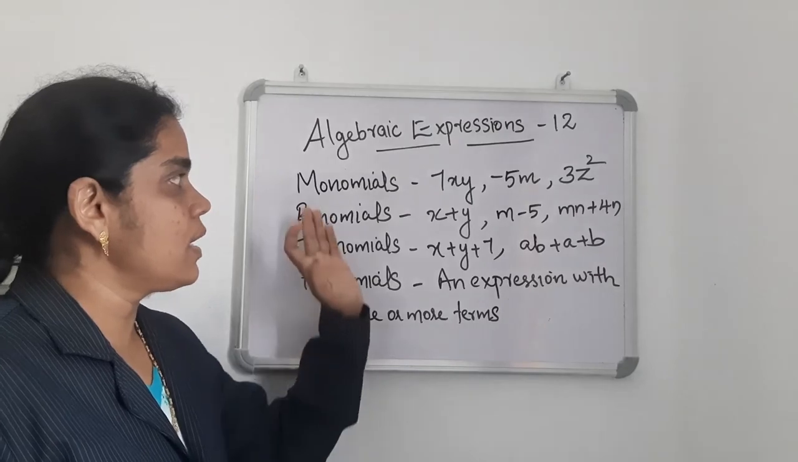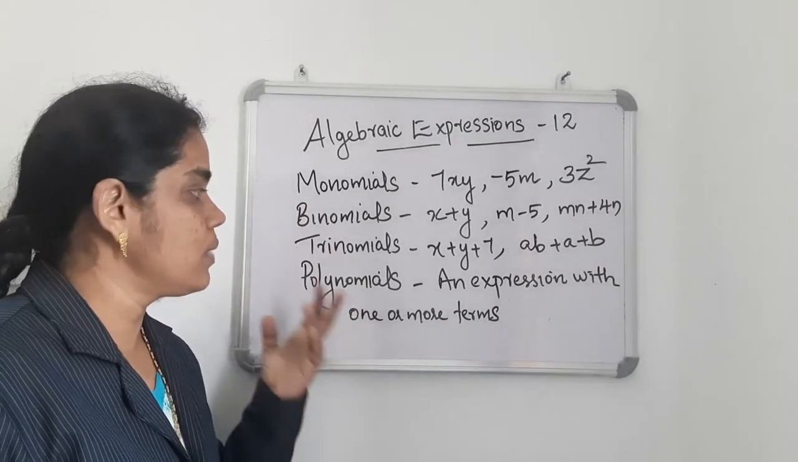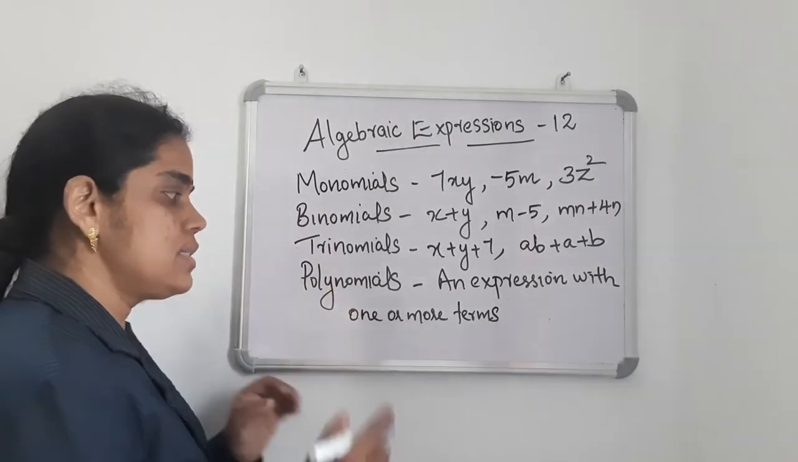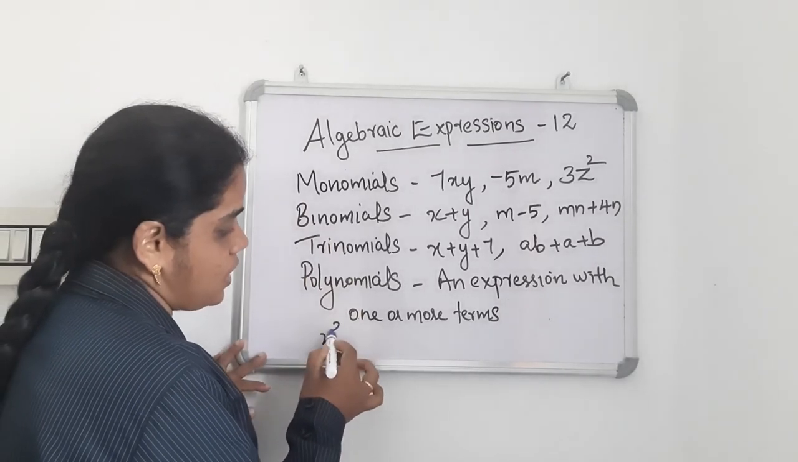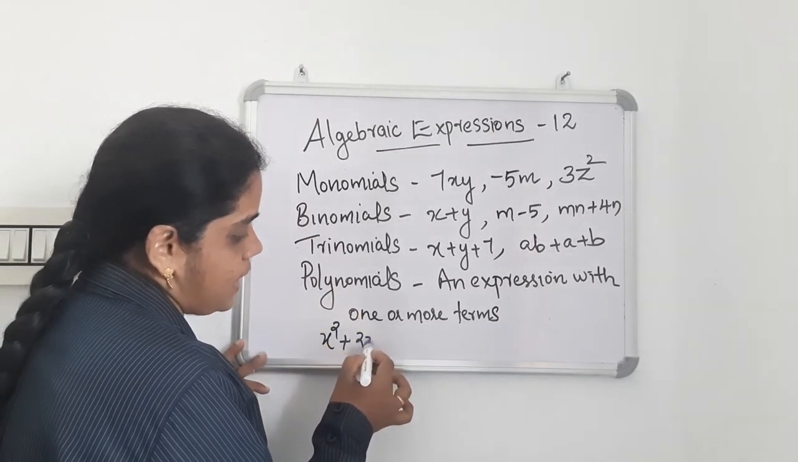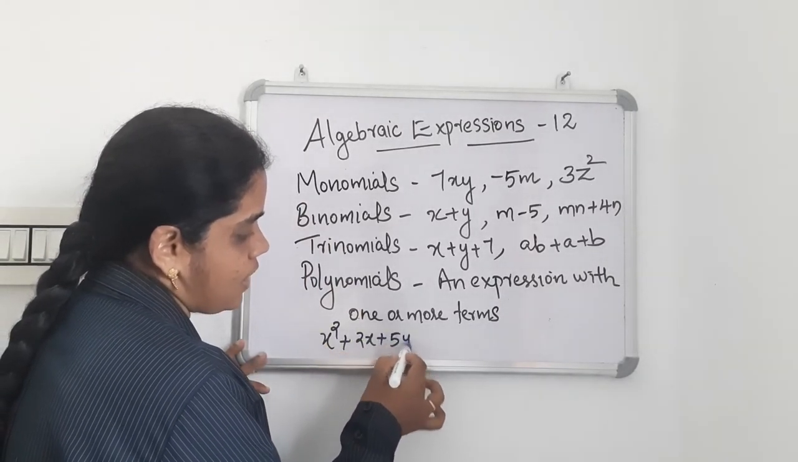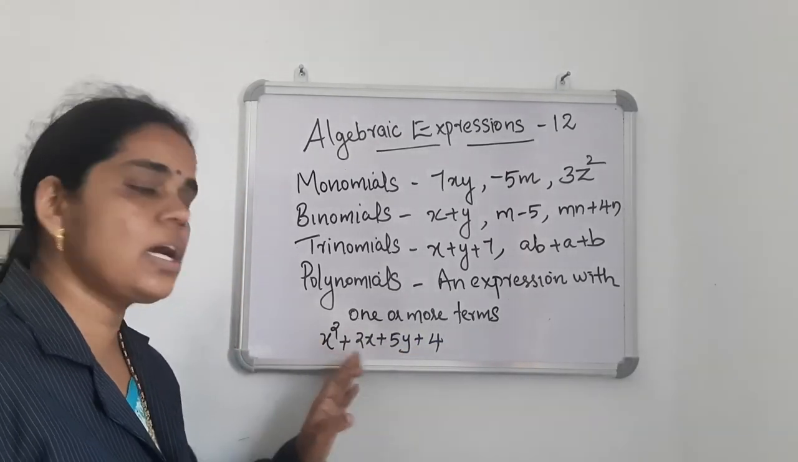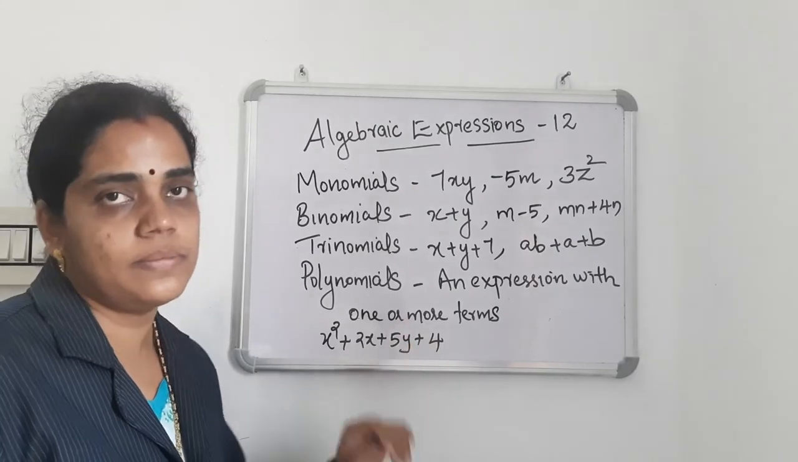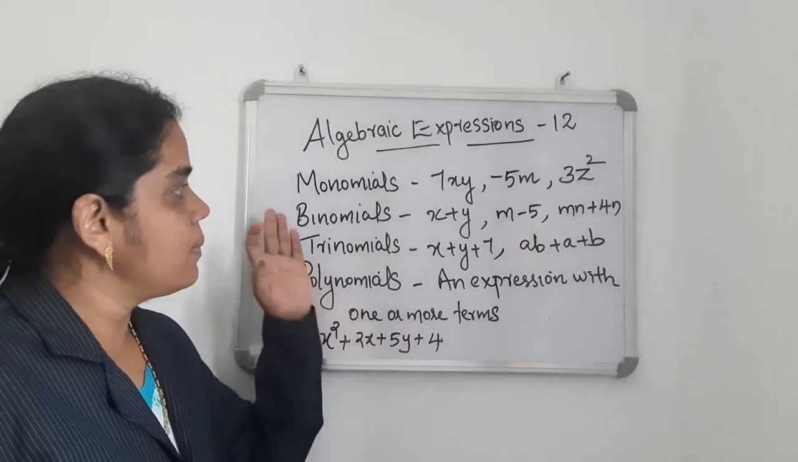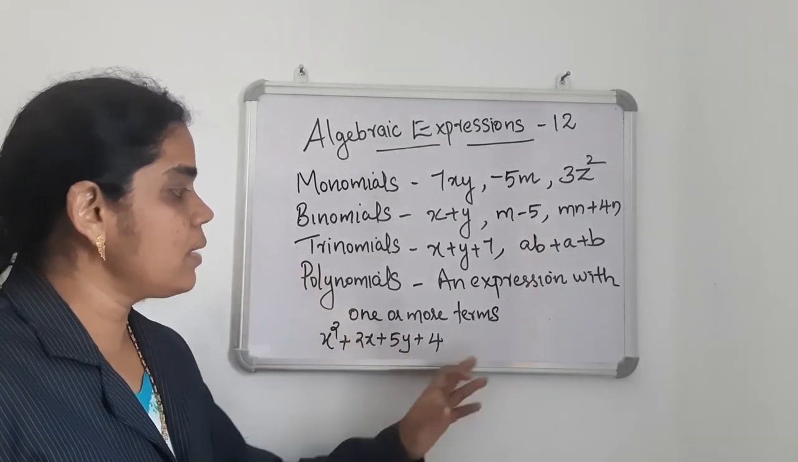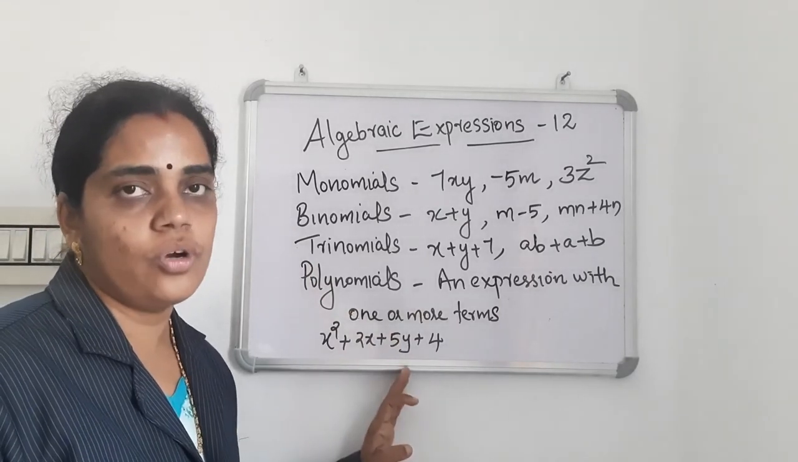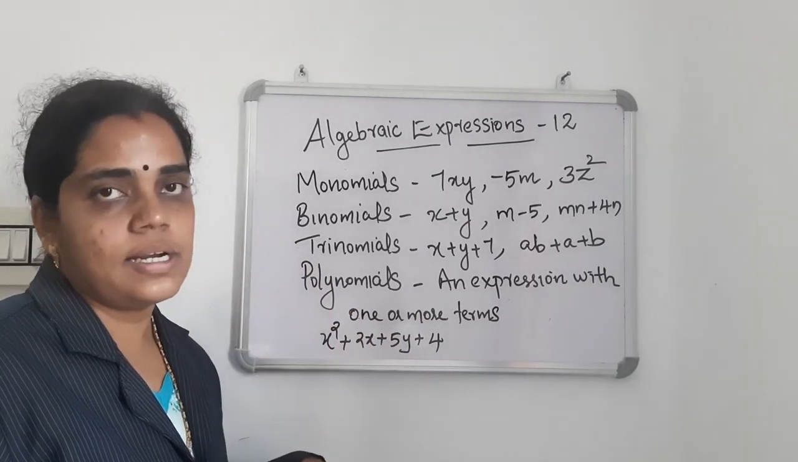Examples of polynomials are monomial, binomial, trinomial. Otherwise, we can write x square plus 2x plus 5y plus 4. This is also a polynomial, because how many terms are there? Four terms are there. So these three and anything with more terms are known as polynomials. Polynomial is the general case.